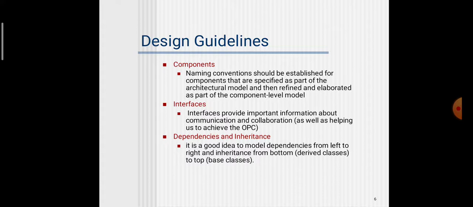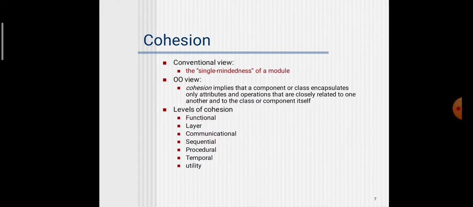Now let us see the dependencies and inheritance. Whenever we talk about a reuse model, it always has dependencies and inheritance. It will support the inheritance principle. So what is inheritance? Inheritance is something that derives from the base class. Here it is a good idea to model dependencies from left to right and inheritance from the bottom, from the derived classes at the bottom to the base class at the top. We have already seen that the subclass should have all the properties of the base class or the main class. So these things are taken care of by the dependencies and inheritance.